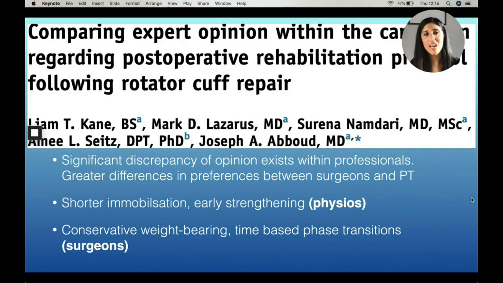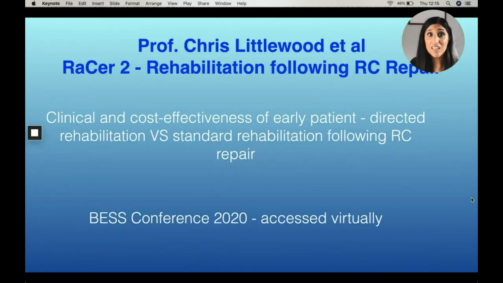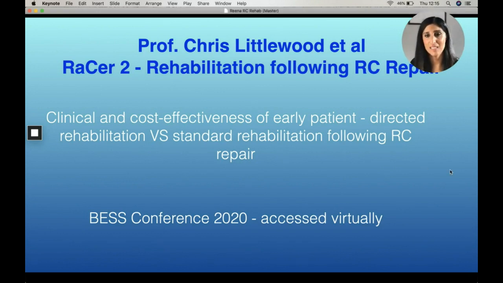In America this year, and they found that there was still significant discrepancy of opinion between physios and surgeons as to how to manage our post-operative rotator cuff repair patients. Physios preferring shorter immobilization and earlier strengthening, and surgeons being a little bit more conservative about weight bearing and time-based transitions. However, in the United Kingdom, Professor Chris Littlewood and his team are hoping to embark on the RACER 2 trial, looking at the clinical and cost effectiveness of early patient-directed rehab versus standard rehabilitation following a cuff repair. And I think this is going to have a massive impact on physiotherapy practice.